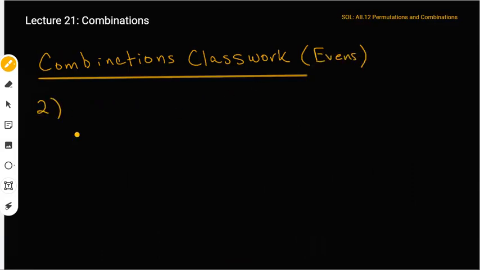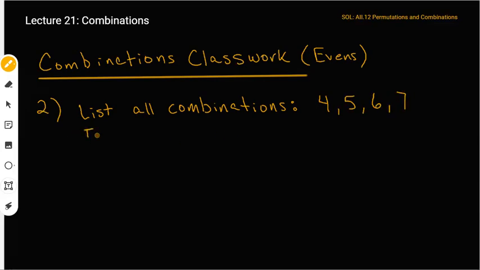Okay, so number 2 says we're given 4 different objects, and we want to list all the combinations of those 4 objects, taking them 2 at a time. Those 4 objects are 4 whole numbers: 4, 5, 6, and 7. And I want to take them 2 at a time. So what are my combinations going to be?